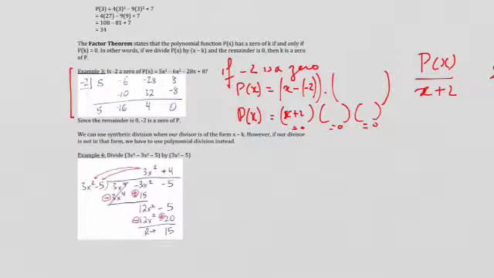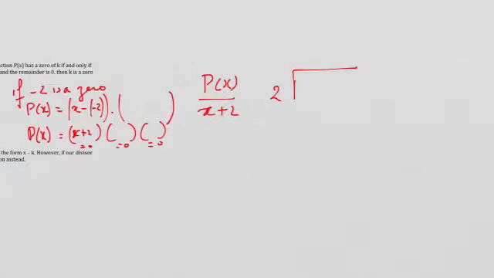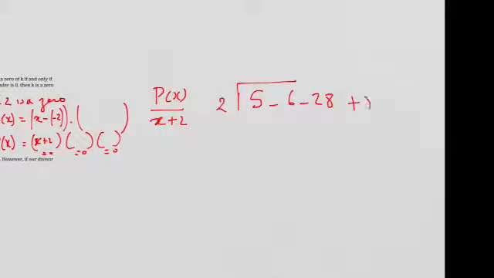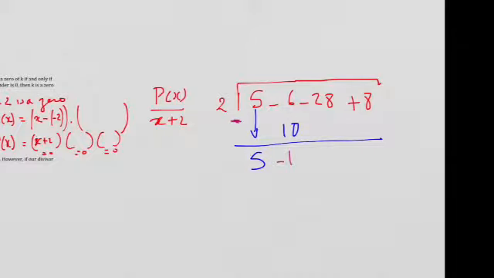and I'm going to write my coefficients 5, negative 6, negative 28, and the last one is plus 8. Alright, and I'm going to apply what I know, which is I'm bringing down the 5, 2 by 5 equals 10, but like I told you, that's the beauty of it, now I know I need to subtract. That's it. I always subtract. So 10 becomes negative 10. Negative 6, negative 10, gives me negative 16.